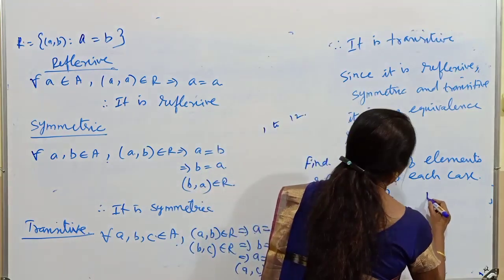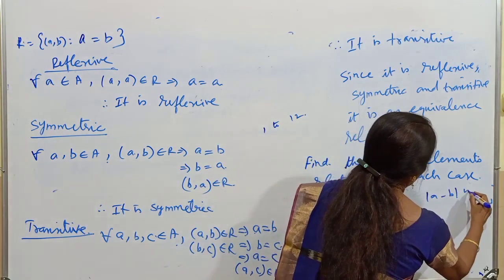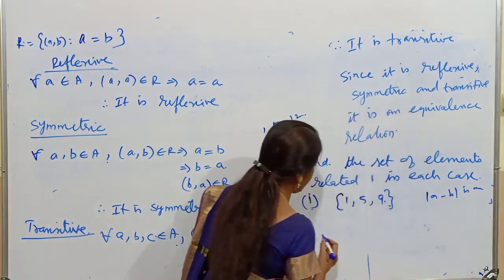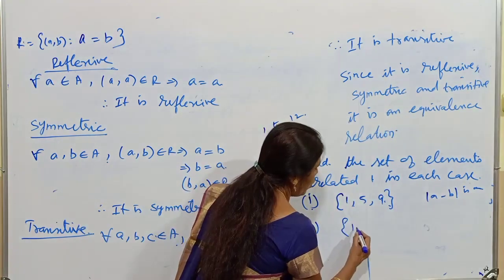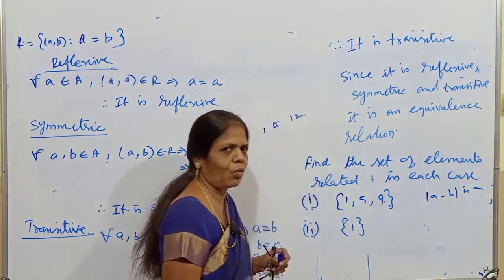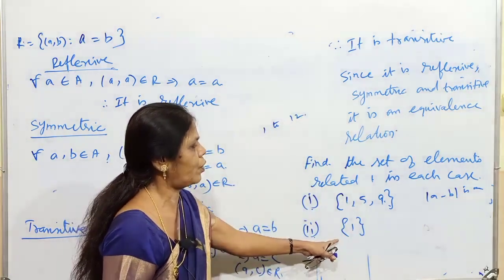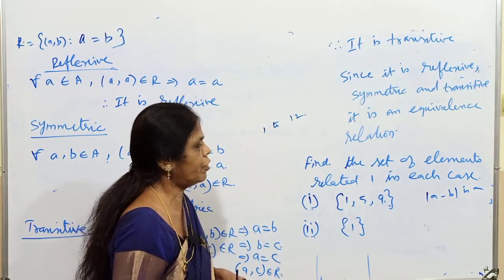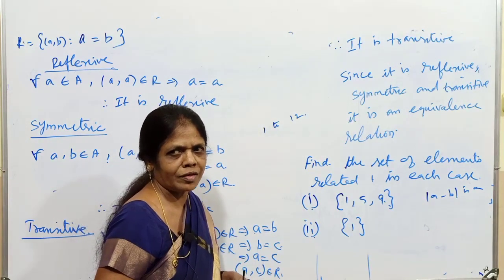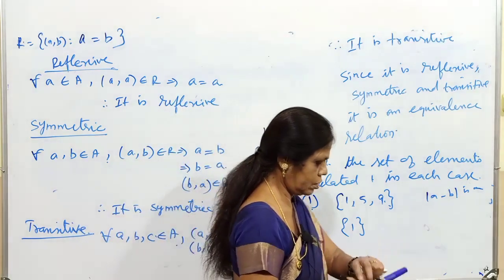It is a multiple of 4. What is the second case? A equal to B. A equal to B means what? Only 1. 1 equal to 1. That is for the second one. The relation for the second one is the element 1. For the first one, 1, 5, 9.